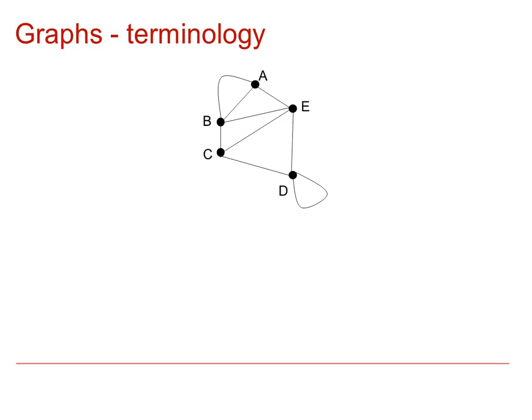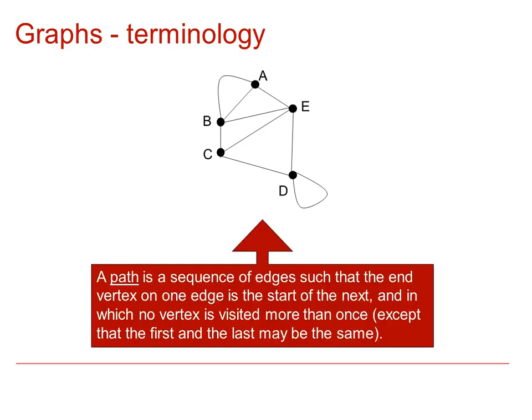Right, well finally now some definitions about the graphs, which seem very similar to each other, but they are subtly different. So a path, first of all. A path is a sequence of edges such that the end vertex of one edge is the start of the next. So, for example, a path could go from A to B to C to E to D. And no vertex is visited more than once.